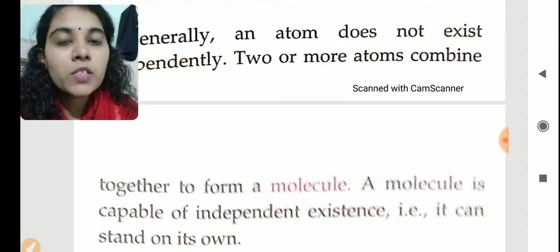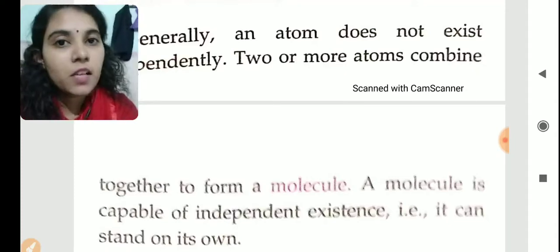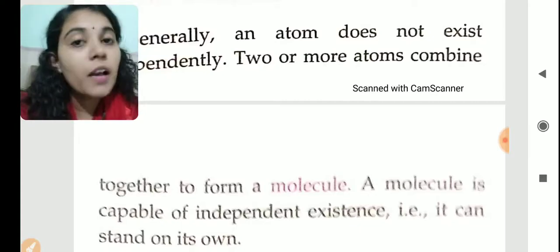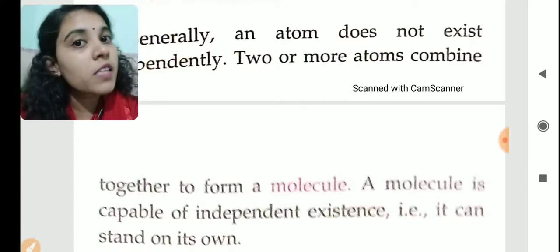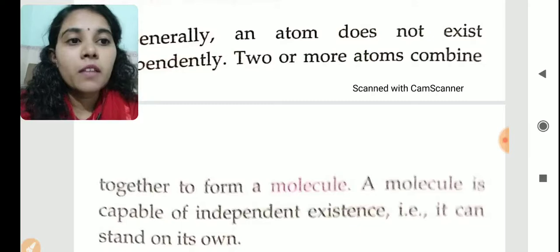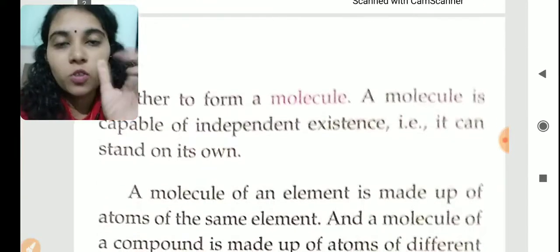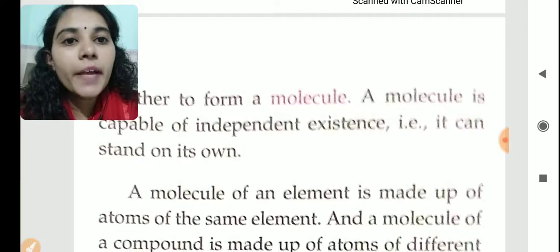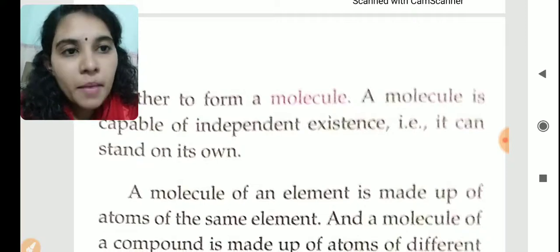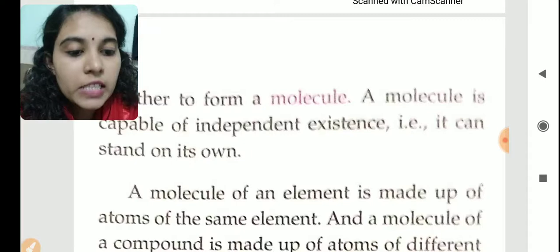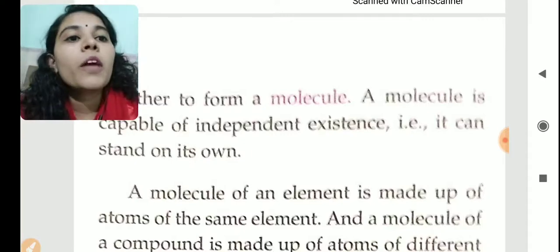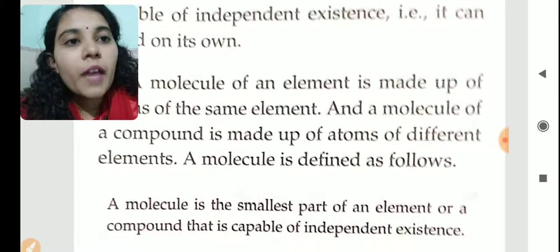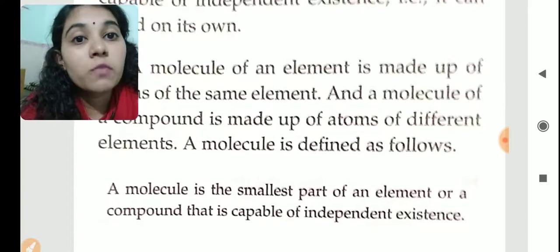A molecule is capable of independent existence. An atom will not exist independently, but a molecule will exist independently. Understand? Then it can stand on its own. That means it can stand free in nature. A molecule of an element is made up of atoms of the same element. So, a molecule can exist freely in nature. Okay. A molecule of a compound is made up of atoms of different elements.